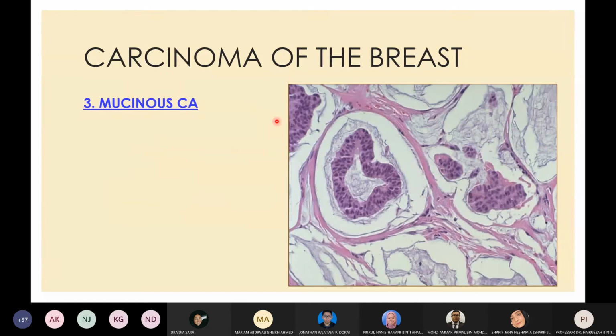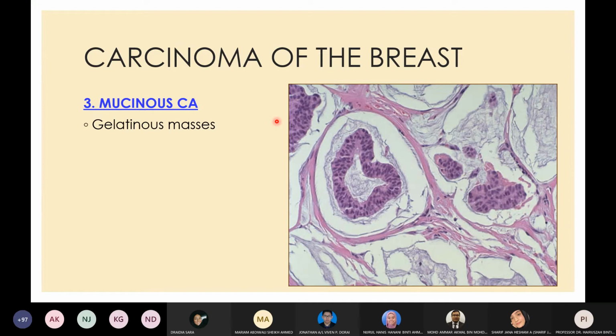Okay, this is the third type. It's not common, but they have a characteristic appearance as the name implies, mucinous. Mucinous means there's a lot of mucin. You know what mucin means? It is that secretion which is sticky coming from glands. So one type of breast cancer can actually present with this feature. So sometimes you have a mass of the breast with this diagnosis.